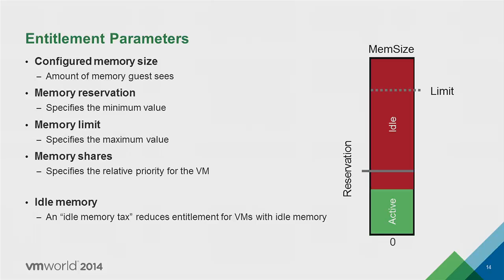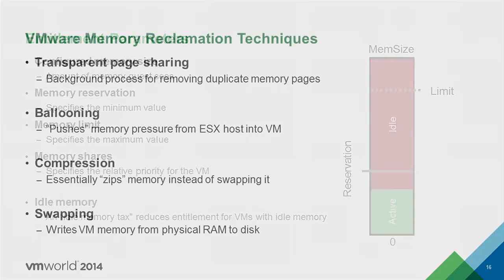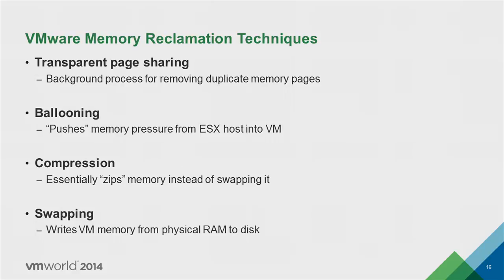So the first 4 parameters are the user configured parameters. And then the final one is the active estimation that I was talking about. ESX uses the active estimation to figure out how much memory the VM is utilizing, and it uses that also in the entitlement computation. So ESX uses all those parameters to compute some entitlement for a VM.